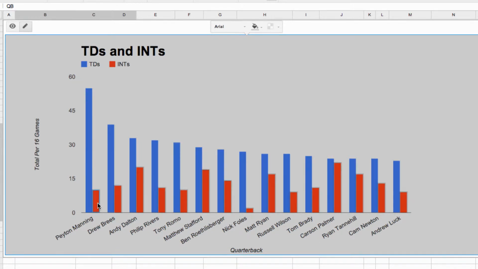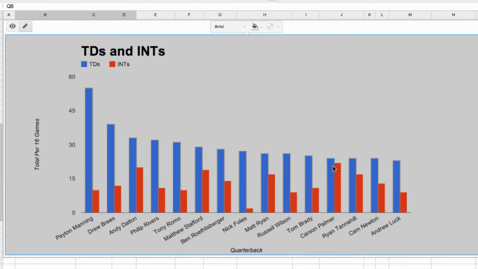many interceptions they've thrown. And really it's a nice chart because if you look at the blue compared to the red, the bigger the gap between the two, the better the player. Okay? Because we want touchdowns, we don't want interceptions. And you can see Peyton Manning had a large gap between the two. Okay? Someone like Carson Palmer, it'd be very easy to look at the chart and say, wow, his interception to TD ratio was almost the same.